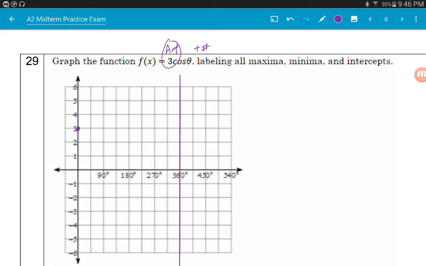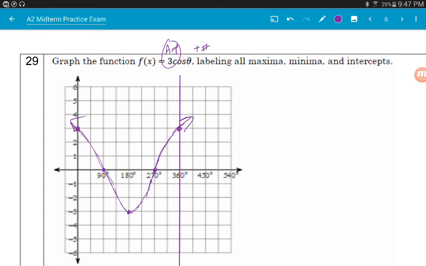At 90 degrees, it hits 0. It hits its minimum, which would be down 3, at 180. Comes back up at 270, and its maximum again at 360. So my graph would look sort of roughly like this. I'm going to just sketch it in real ugly because I'm a math teacher, not an artist. And throw some arrows in the end. And that's what cosine looks like.